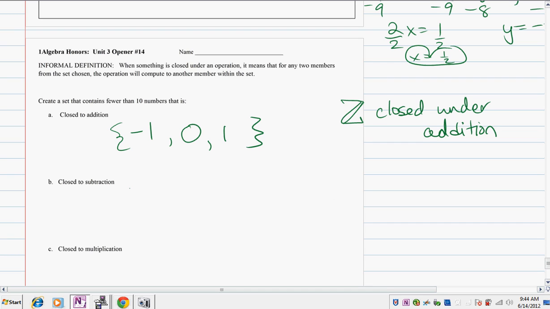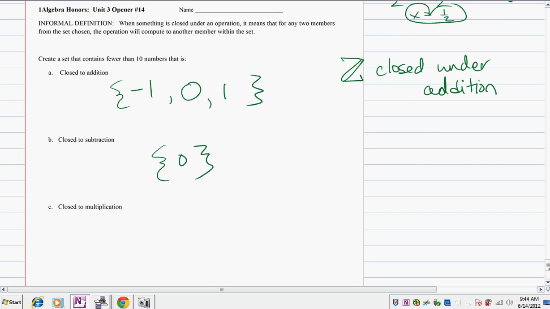Closure under subtraction. Does the same set work? Well, negative 1 minus 1 is negative 2. So that does not work. So this is not closed under subtraction. That is, I know, because 0 minus 0 is 0. Think of anything else that's finite. Again, a challenge to you.